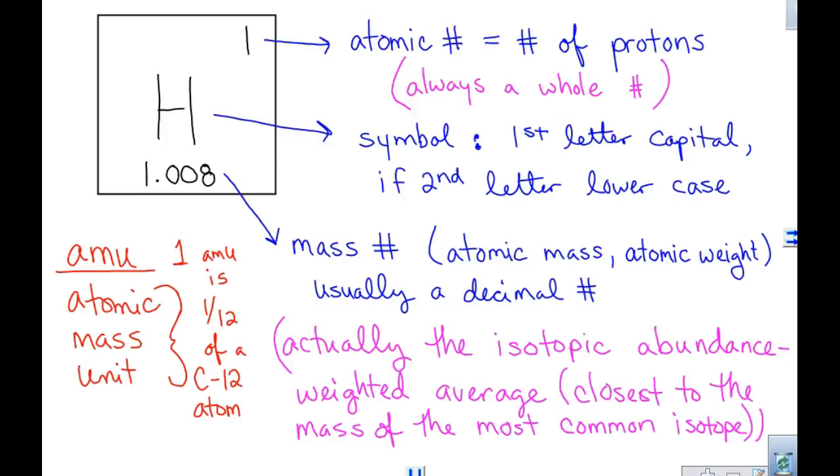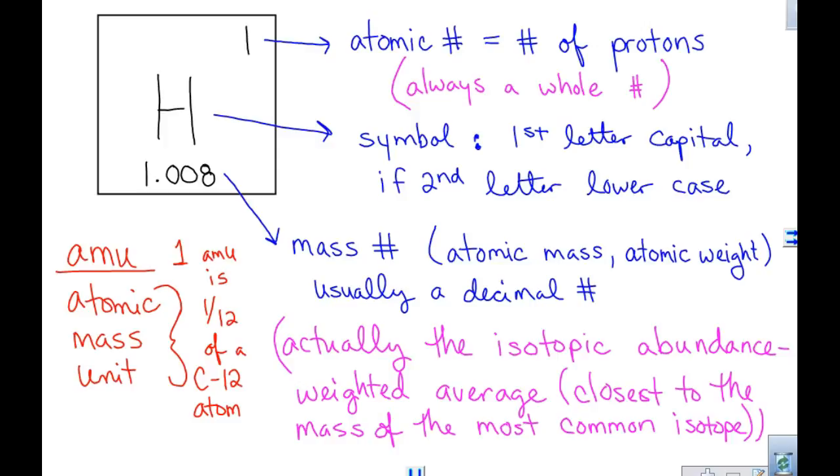Most of the time, periodic tables will put this number at the top. I have seen some that have not necessarily put it at the top, so if you're trying to figure out which number is which, figure out which one is consistently a whole number in every box, and that's your atomic number. All right, just going down the box.